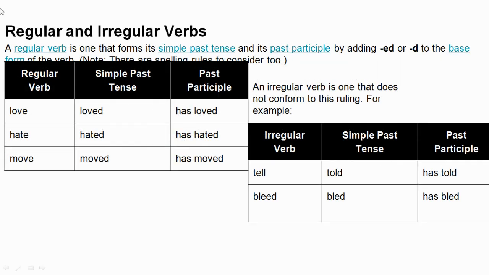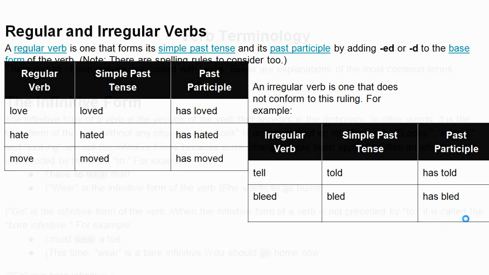Regular and irregular verb. A regular verb is one that forms its simplest past tense and past participle by adding ed or d to the base form of the verb. Note, there are spelling rules to consider too. Love, loved, has loved. Hate, hated, has hated. Move, moved, has moved. An irregular verb is one that does not conform to this rule. For example, tell, told, has told. Bleed, bled, has bled.